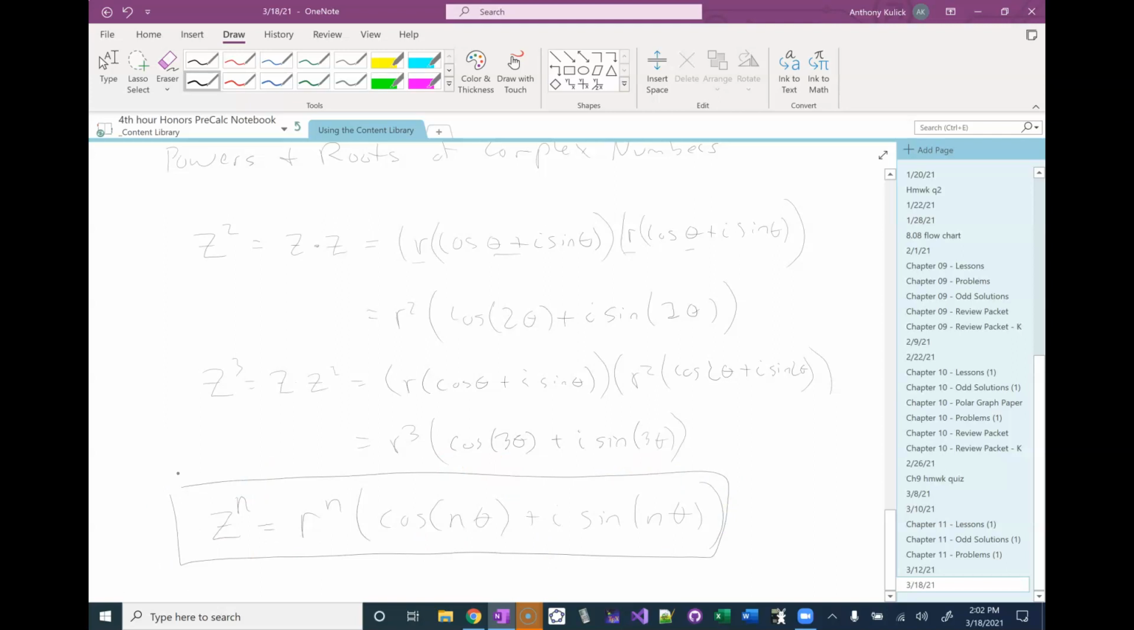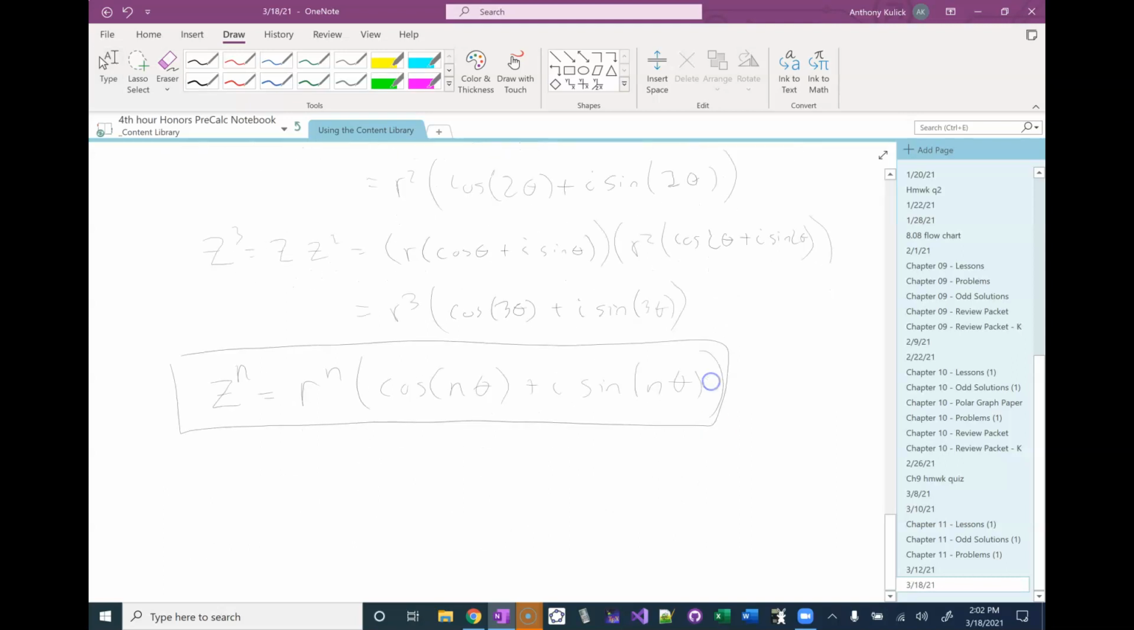Because think about what you'd have to be doing without the trigonometric form. If I had like 1 over square root 2 plus 1 over square root 2 i, to the 10th, it's a lot of foiling, right? Now I guess you could use the binomial theorem if you really wanted to, but that's still pretty annoying. It's a lot of combinations to compute.